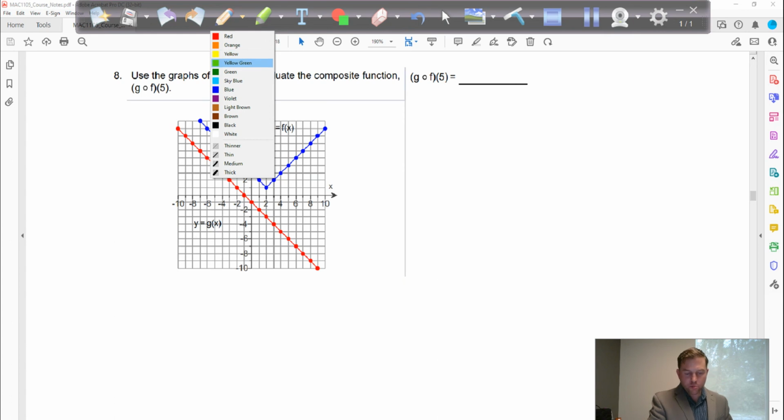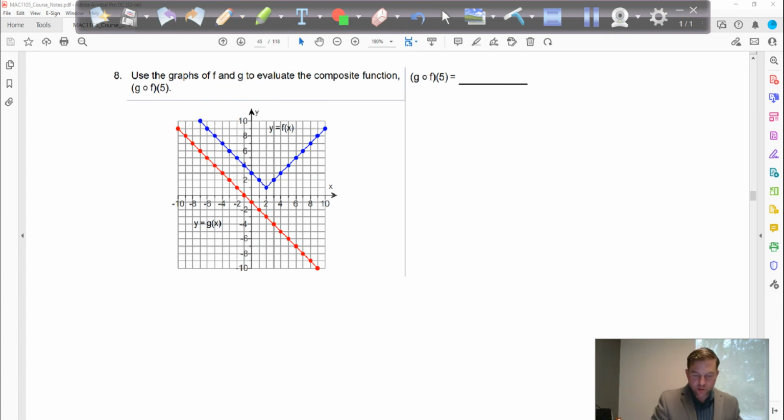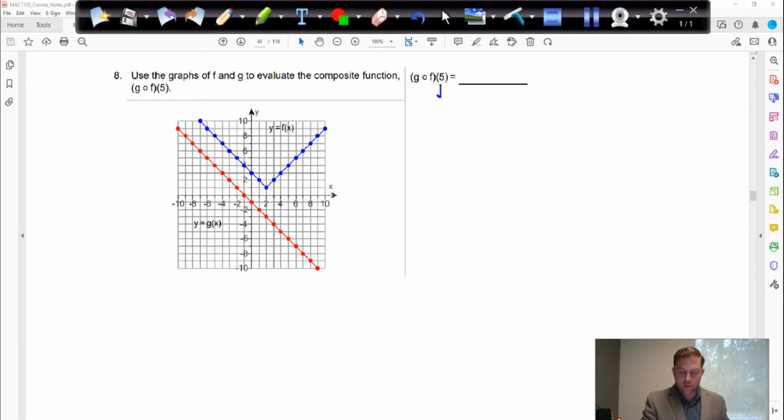Okay, these can also be graphs. So they show us two graphs here. f is the blue one, so it's kind of like an absolute value function or something like that. And then g of x is this red line, which is just a y equals mx plus b, some straight line. And they want us to have x equal to 5. So they've told us x is 5. And they want us to calculate g of f of x.